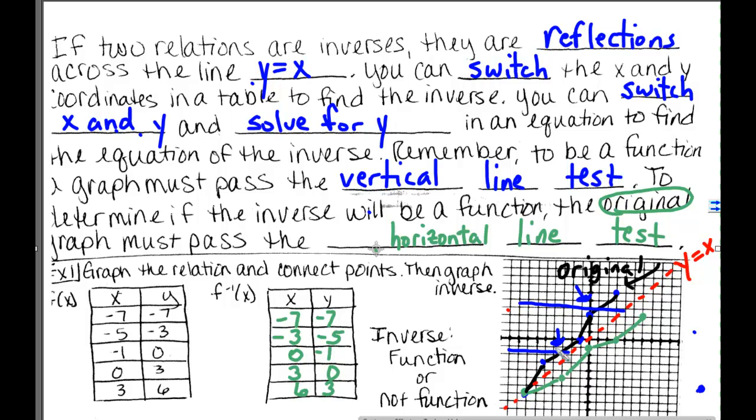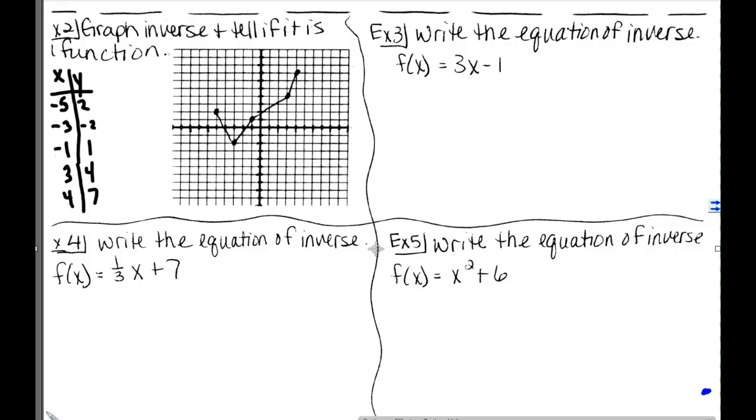Again, we draw a horizontal line through the original function. These horizontal lines only touch the original graph one time. Therefore, it passes the horizontal line test. It is a function. Let's look at example 2. Graph the inverse and tell if it is a function.